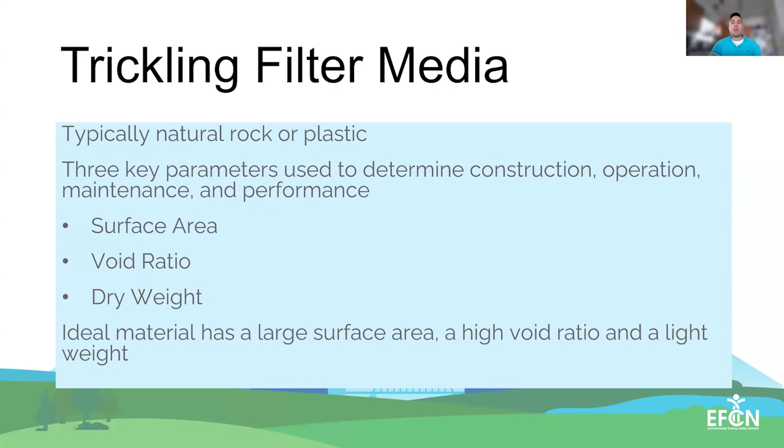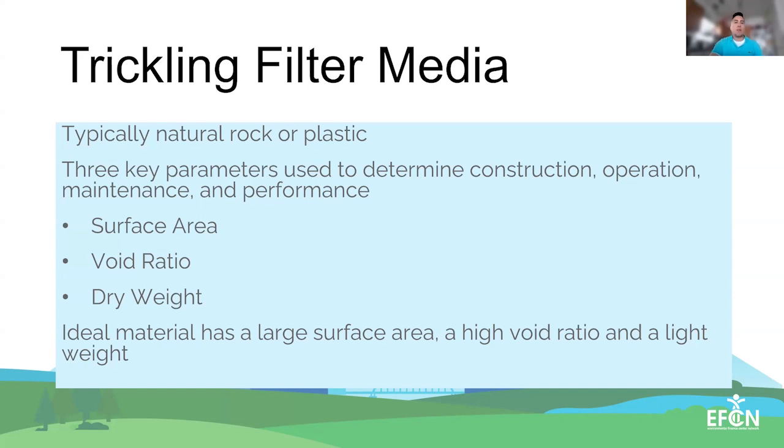This is the measure of the ratio of the voids to the volume of the solid media that is taken up. And this is calculated by measuring the amount of water in a basin with a known amount of media and dividing that volume of water used to fill the voids by the volume of rock or other type of media. And a high void ratio typically means there's more airflow and reduces the risk of clogging.